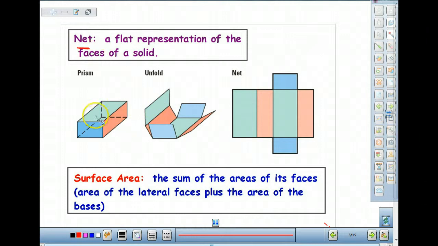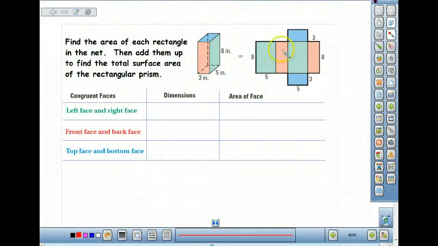Okay, basically a net, if I take this prism apart right here and I unfold it, this is what it would look like. And when I'm talking surface area, I've got to take the area of all the different parts. That's why we talked a lot about irregular shapes last chapter. Because I have to take the area of this, the area of this, the area of this, the area of this, and then these 2 little ones up here to get my whole surface area of that entire 3-dimensional shape.